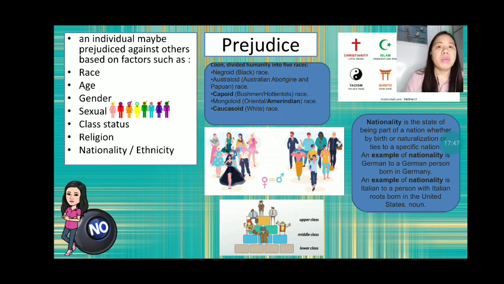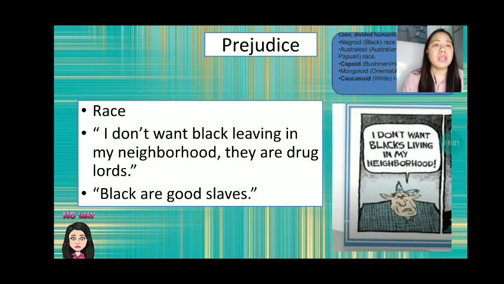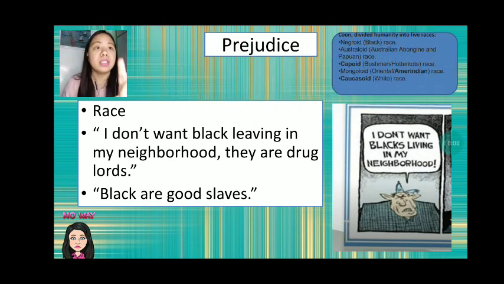An individual may be prejudiced against others based on factors such as race, age, gender, sexual orientation, class status, religion, nationality, or ethnicity. So, meaning to say, prejudice can happen with these different factors. Isa-isahin natin siya. Prejudice can happen in race. When we say race, it is talking about the color of the skin. So, we know that there is a black race. Yun na yun sa mga maiinit na lugar. Sila yung medyo black ang skin.